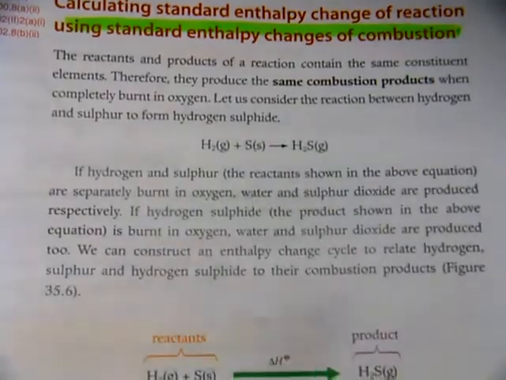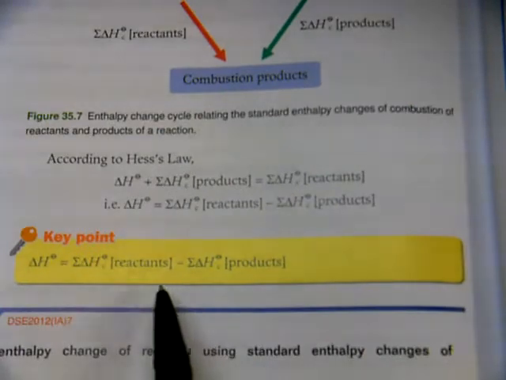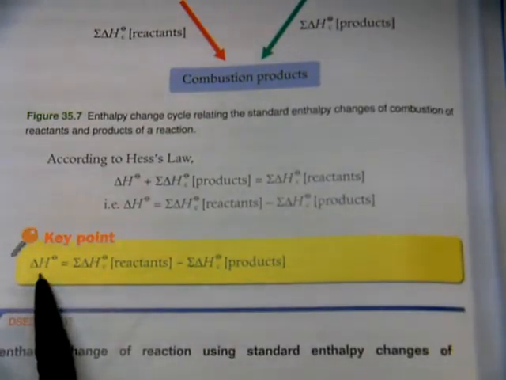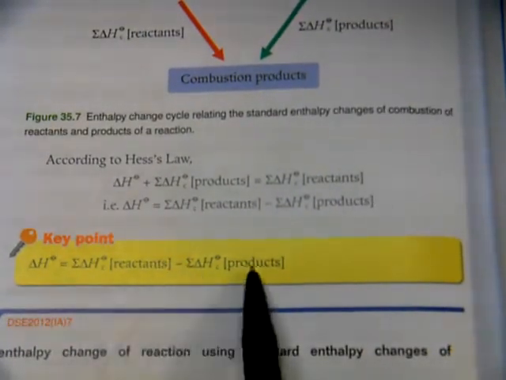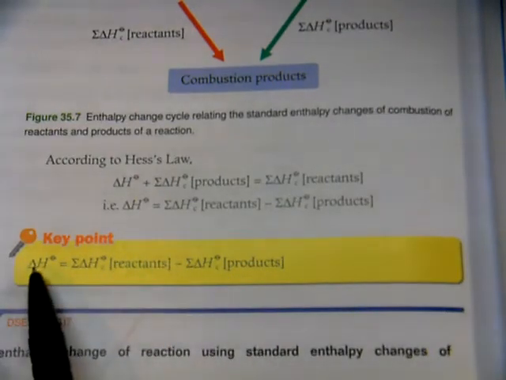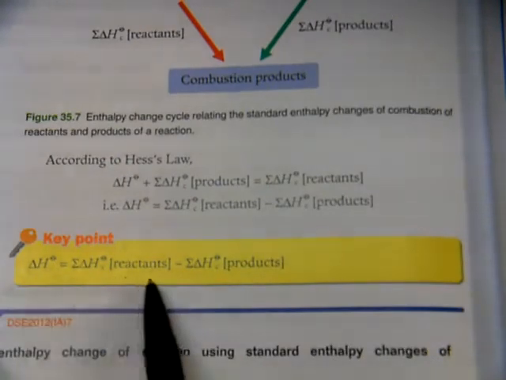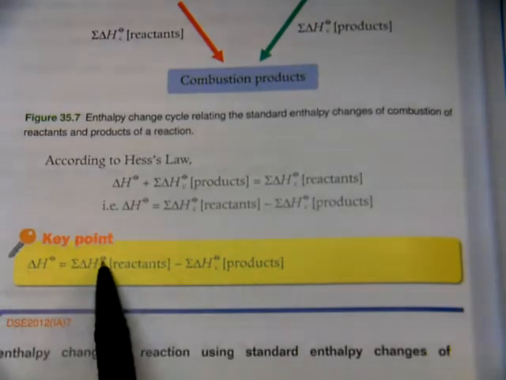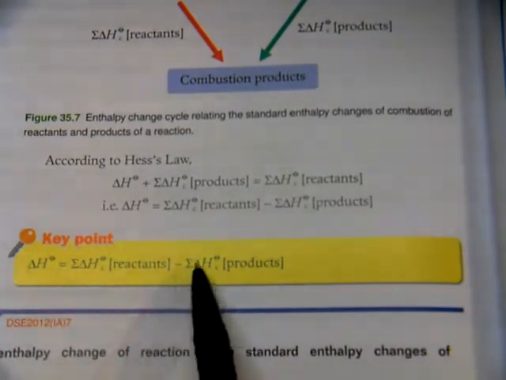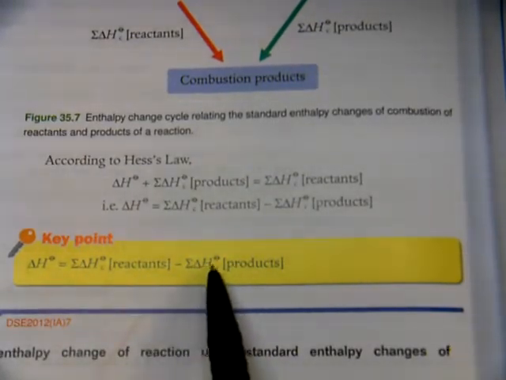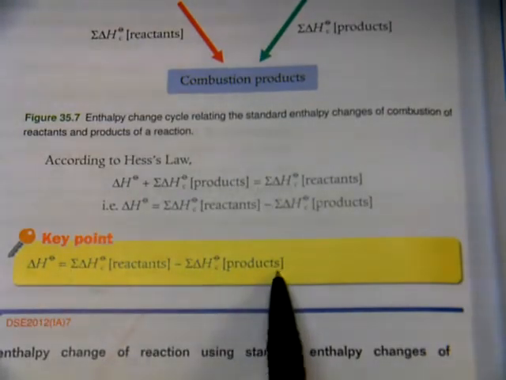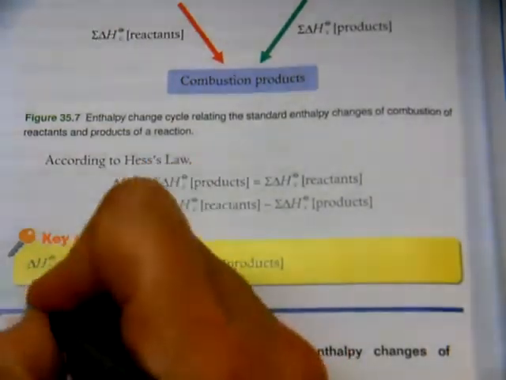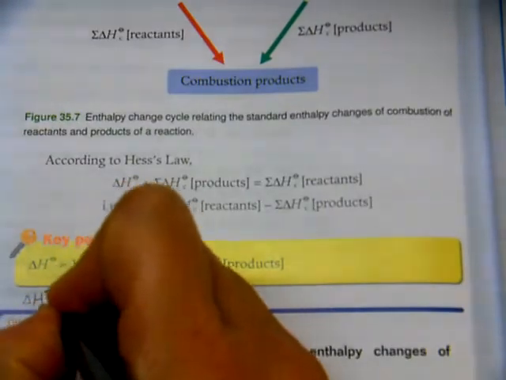Under this situation, we have another equation. This is the equation that you need to learn. If the combustions of reactants and products are given, then you can calculate the enthalpy change of a reaction according to this equation, which is the summation of the heat of combustion of reactants minus the summation of heat of combustion of products. Okay, now it's different from the one that you have learned.